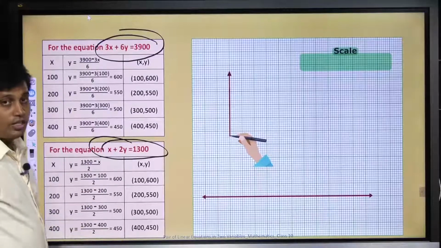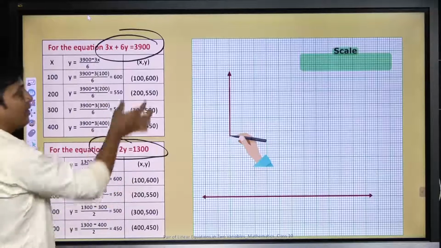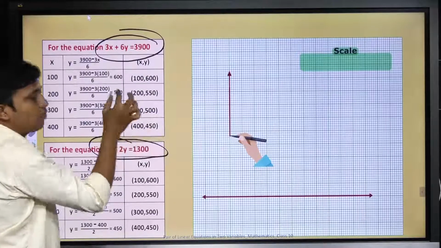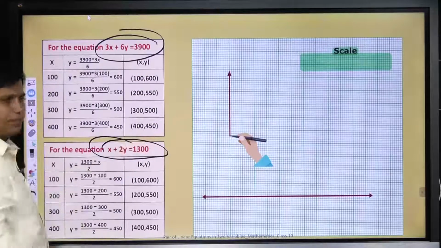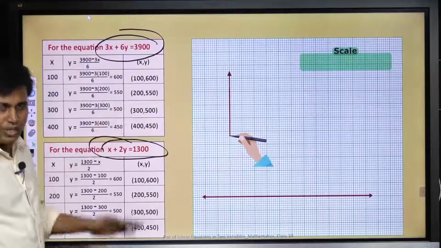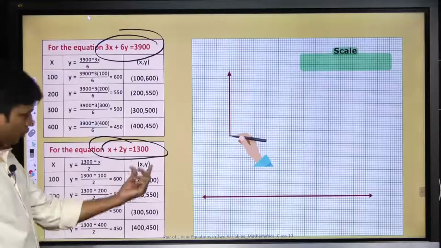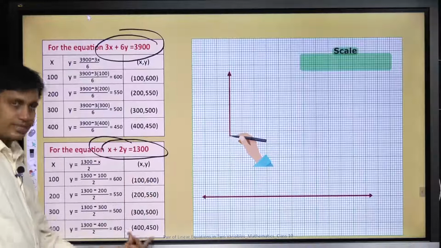So, therefore, all the ordered pairs, or all the solutions of that line, are (100, 600), (200, 550), (300, 500), (400, 450). Likewise, we obtained 4 ordered pairs. And similarly, doing the same process again for the second equation, we also obtained solutions, or we can say ordered pairs, x and y pairs.